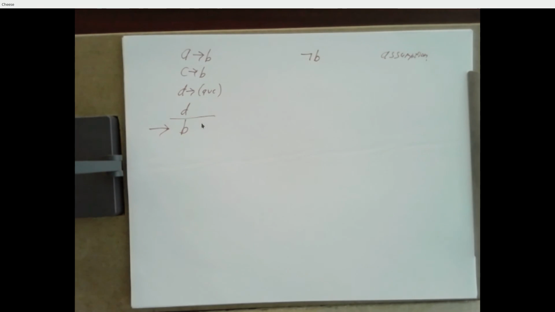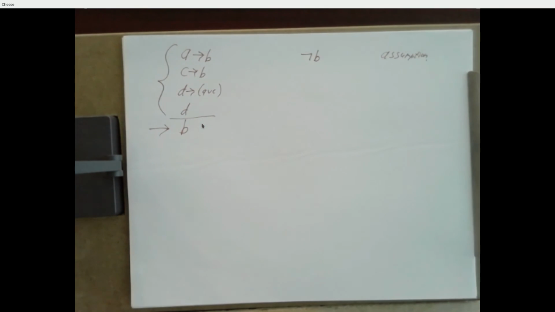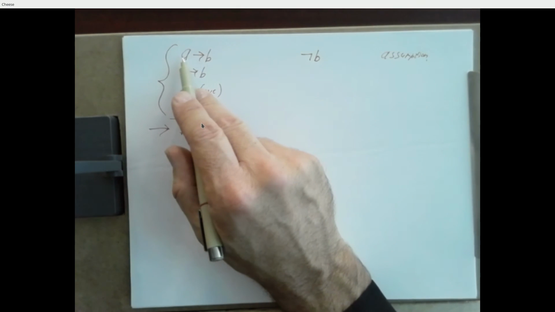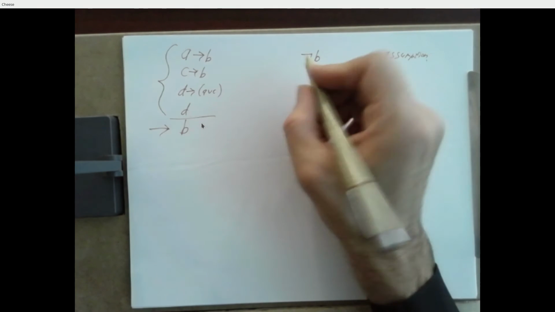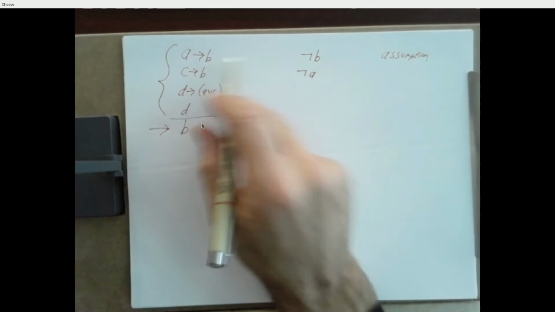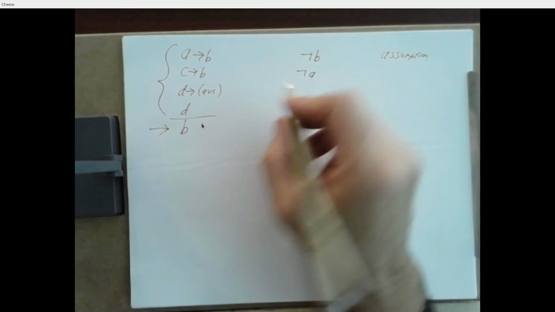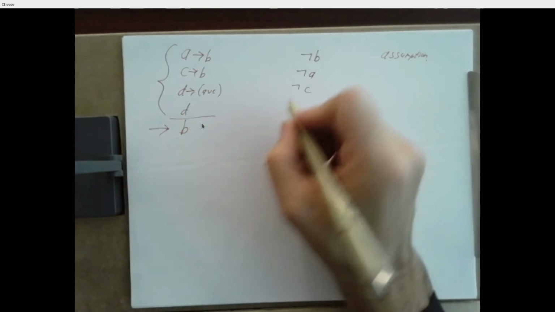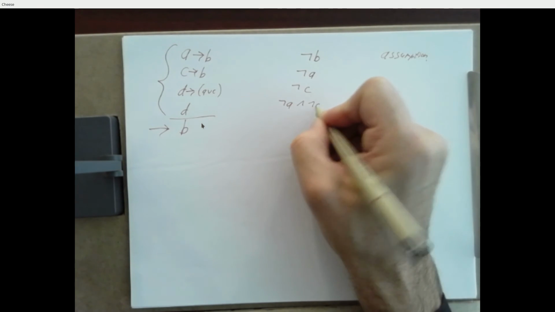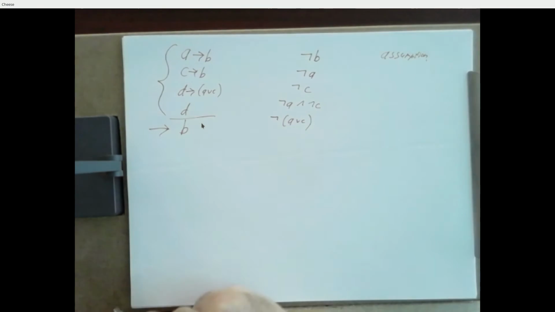We're trying to show B, so we start off and we assume B is false, but that all of these things are true, and we're trying to find a problem. Well, if B is false, and we know that A implies B, we can conclude A must also be false. That's just a contrapositive. And C implies B, but B is not true, so C cannot be true. So we have not A and not C. And we can use De Morgan's and say, therefore, we do not have A or C.